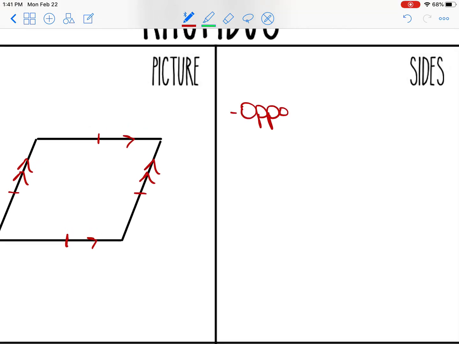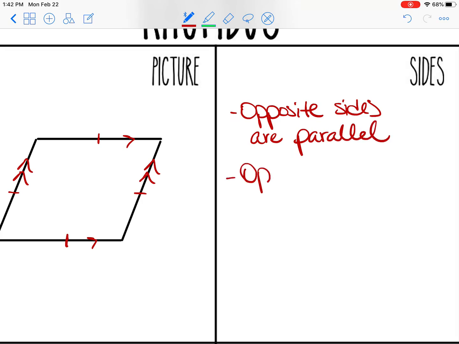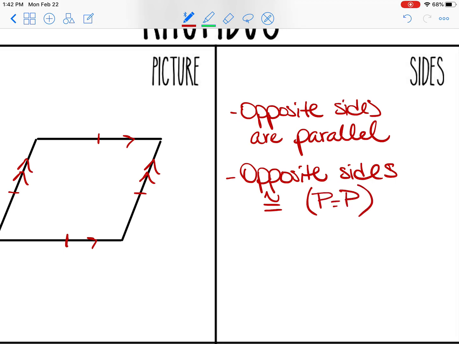Opposite sides are parallel. Opposite sides are congruent. And again, we know part equals part. But then we get to add in our third characteristic here, that all the sides are congruent. And so if you want to go ahead and put part equals part on that one, go for it.